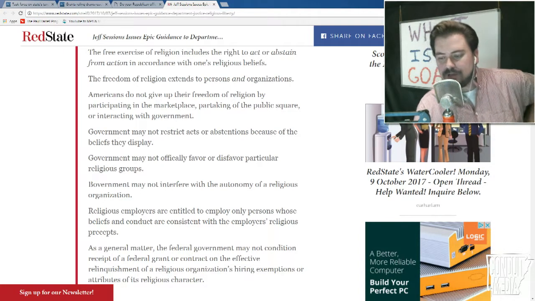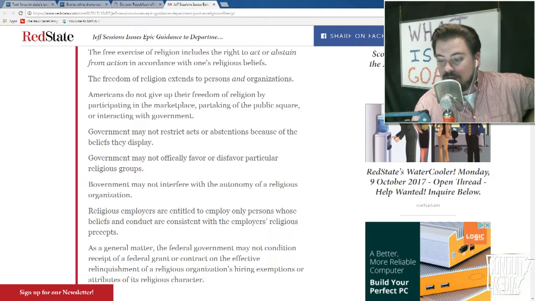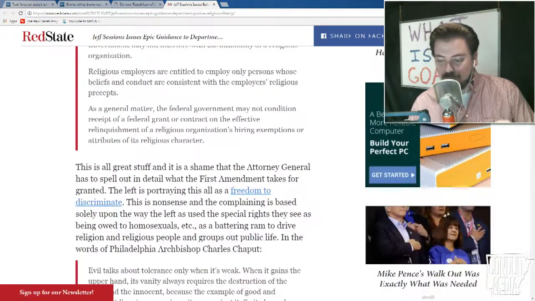Red State goes on, this is all great stuff, and it's a shame that the Attorney General has to spell out in detail what the First Amendment takes for granted. The left is portraying this all as a freedom to discriminate, of course. This is nonsense, and the complaining is based solely upon the way the left has used the special rights they see as being owed to homosexuals as a battering ram to drive religion and religious people and groups out of public life. In the words of Philadelphia Archbishop Charles Chaput, evil talks about tolerance only when it's weak.